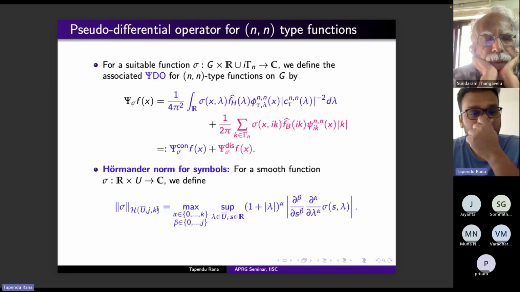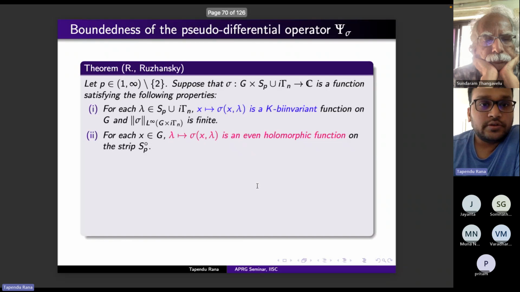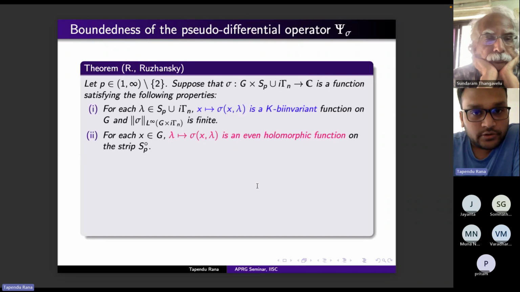What it means is that if we take a derivative with respect to the lambda variable, then you get more decay with respect to lambda towards infinity. And if we take the derivative with respect to the s variable, we can bound this by a constant, just like the S 0 1 0 class in the classical setting. Assuming this, we prove the following theorem.